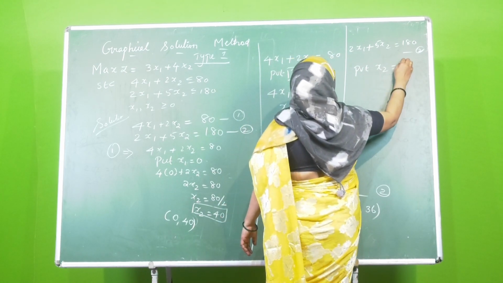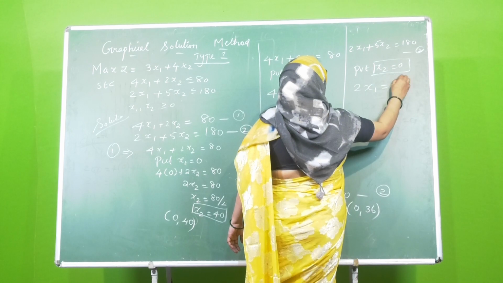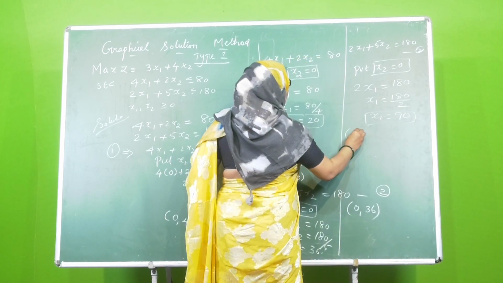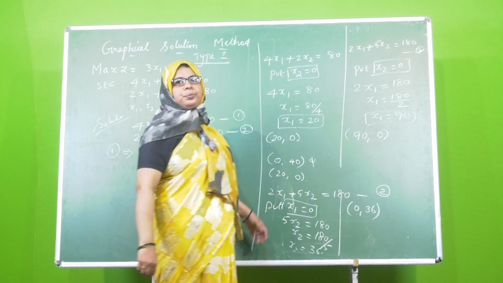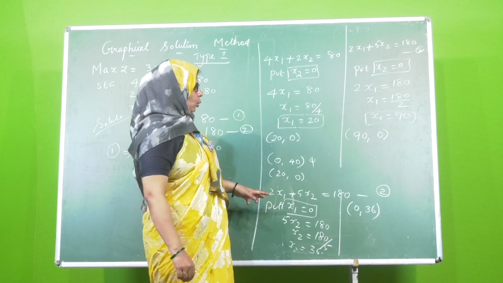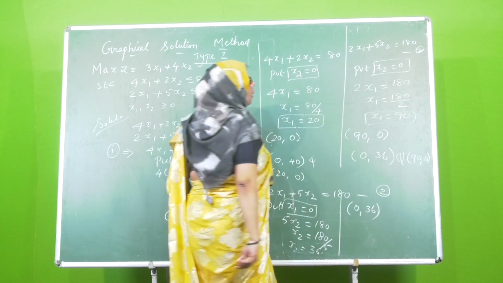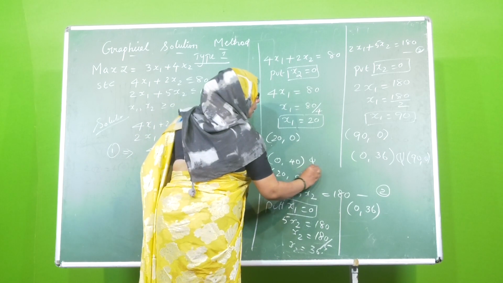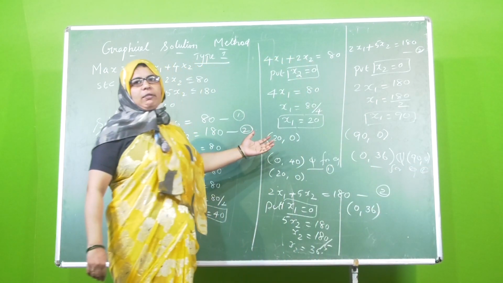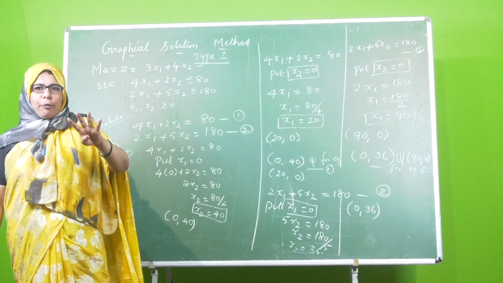Put x2 is equal to 0. So what are we getting? 2x1 equal to 180, x1 equal to 180 by 2, x1 equal to 90. So 90, 0. The pair of points for equation 2 are 0, 36 and 90, 0. For equation 1 we are getting 2 pairs of points, and for equation 2 we are getting 2 pairs of points. That is the 4 sets of points we are having.